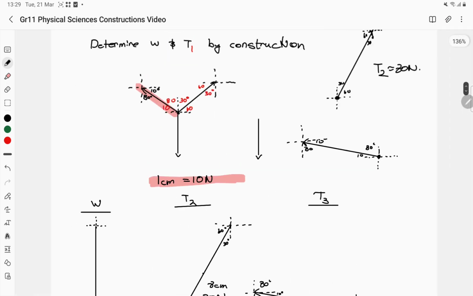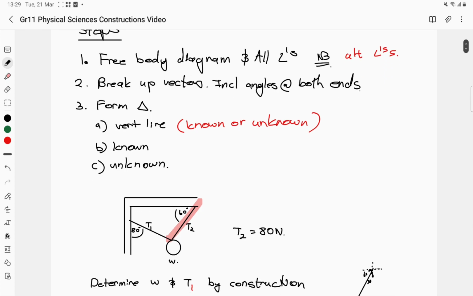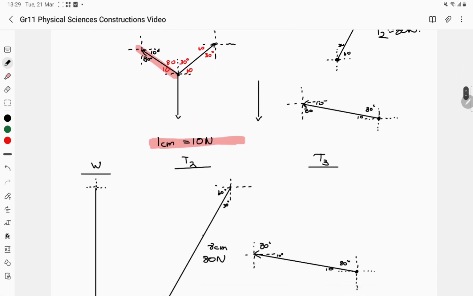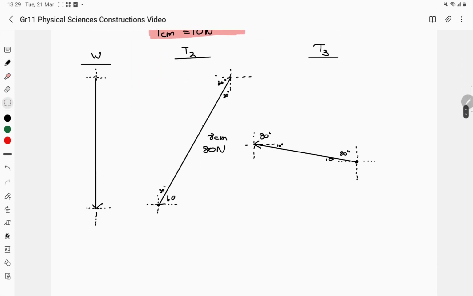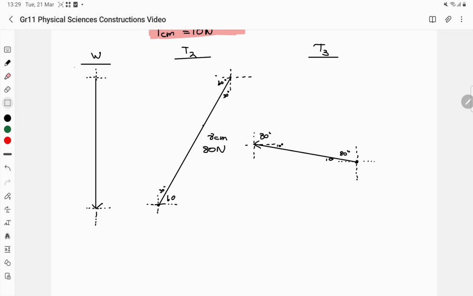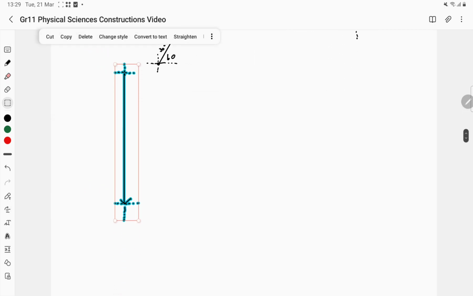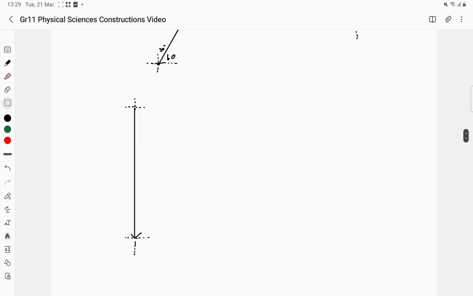So step 1, was it step 2 now? Actually, it was step 3. To form this triangle, we are going to draw the vertical line first. So this is just a way to explain how it all works together, but obviously you don't have to redraw these all the time in your test. You can just start with a vertical line in your test. We don't know how long it is. I'm going to draw an exceptionally long one, and if need be, I'll just extend the tail.